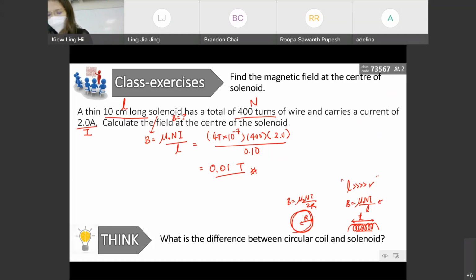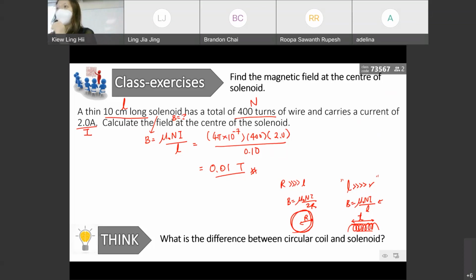Okay? Likewise, for a circular coil, the radius is too big as compared to the length of the coil. So that's why we ignore the length in our calculation for a circular coil. In other words, we can say that a solenoid is tall and thin, while a circular coil is fat and short.